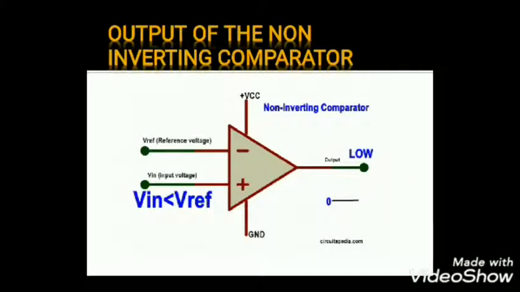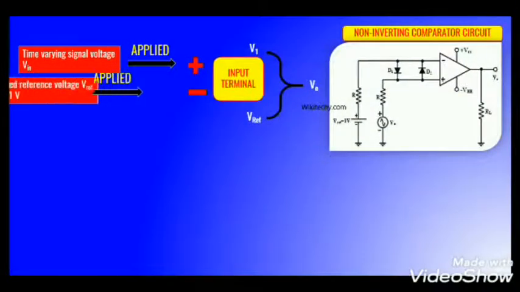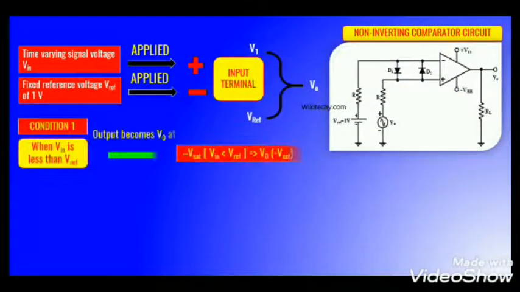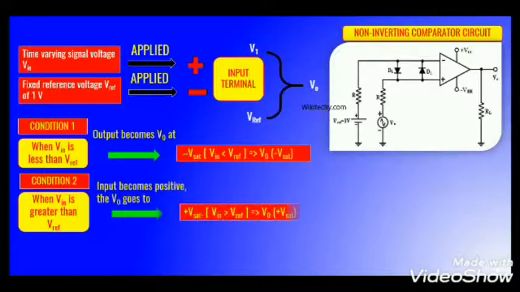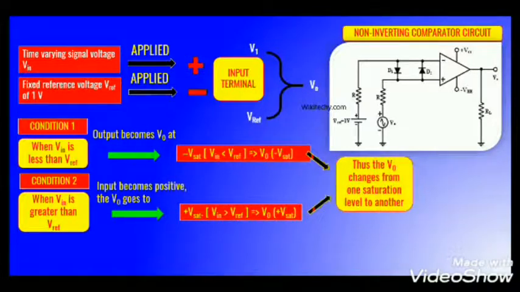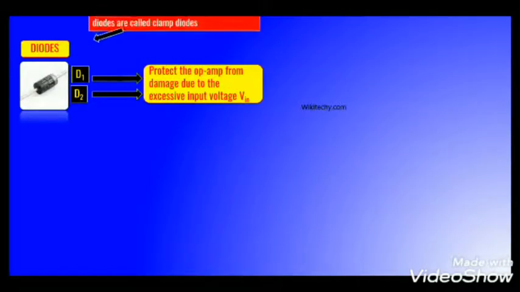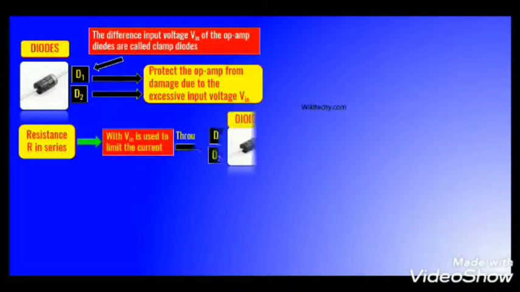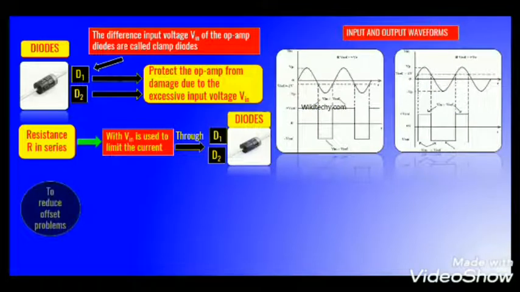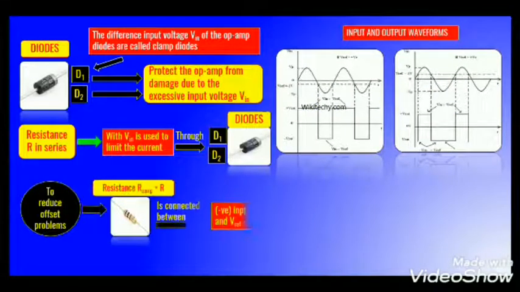This picture shows the output responses with respect to input changes accordingly. And this is the working of a non-inverting comparator. In this case, the input time varying signal is applied to the non-inverting terminal and some known reference voltage is applied to the inverting terminal. It compares these two voltages and produces the pulse wave.